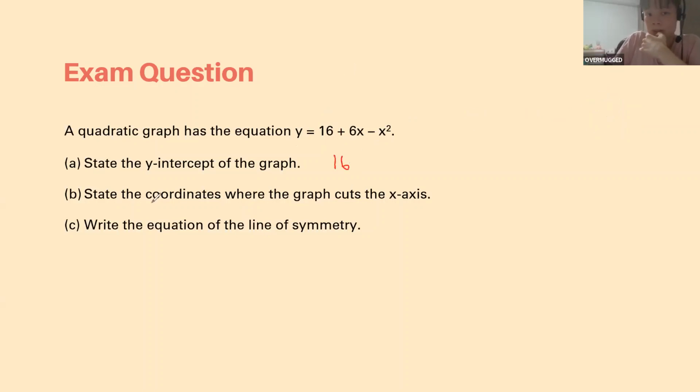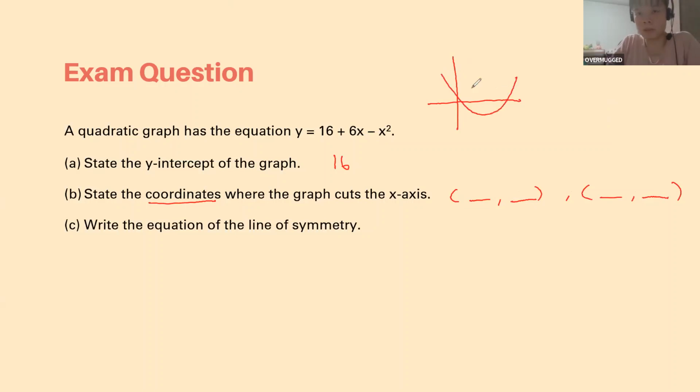Okay, state the coordinates where the graph cuts the x-axis. So where the graph cuts the x-axis, example only. Let me put it like that. The graph at these 2 points, along these 2 points, your y coordinate is actually 0. So it's like something, 0 and something, 0. And then how can I get the x coordinate? I need to make my y equals 0. So whenever you want to find the x intercepts, you make your y equals 0.